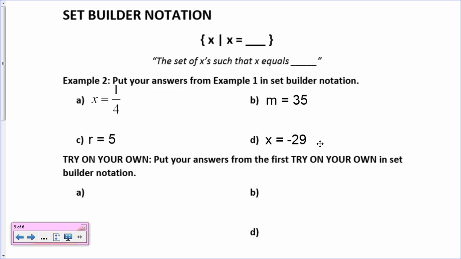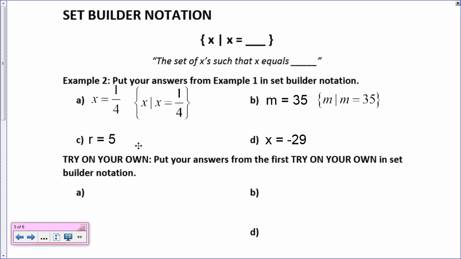These were our 4 answers from the first example. So here, all we have to do is do brace, x, line, and then x equals 1/4. Okay? B, same thing. Instead of having x at the front, we're going to have an m at the front. Brace, m, line, m equals 35. So the set of all m's such that m equals 35. Here, r such that r equals 5. Set of all x's such that x equals -29. Not really that bad to write this out in set builder notation.